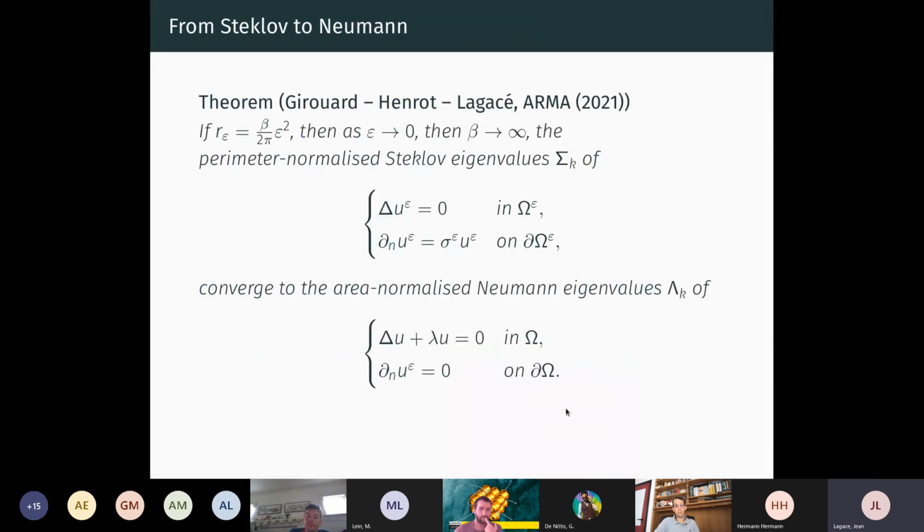All right, well, if I do that, this is a theorem of myself with Alexandre Giroir and Antoine Henrault, then in this critical regime, all the perimeter normalized Steklov eigenvalues of the problem on omega epsilon converge to the area normalized Neumann eigenvalues. So this is just like the problem we had before, but again, with the normal derivative of the function being 0. There's no epsilon here on the original domain. So in this case, this is our effective model for the Steklov problem on a domain with small holes. And this is in this double limit here.